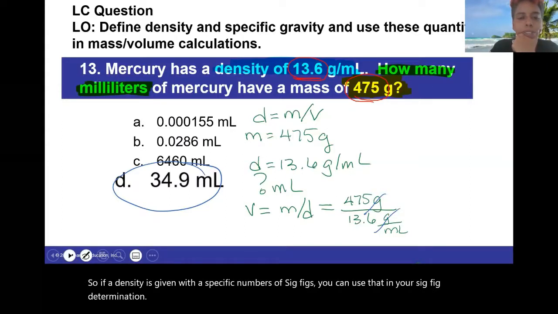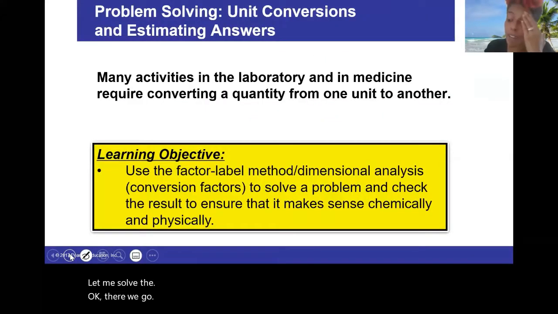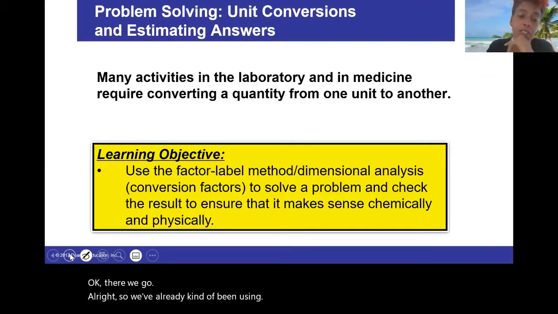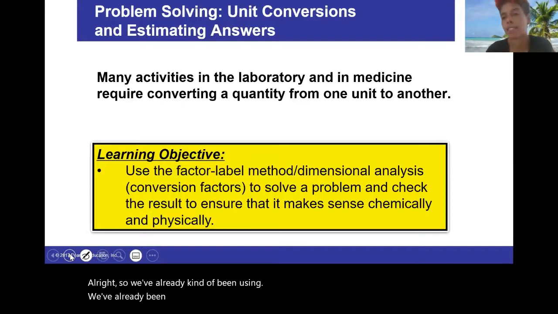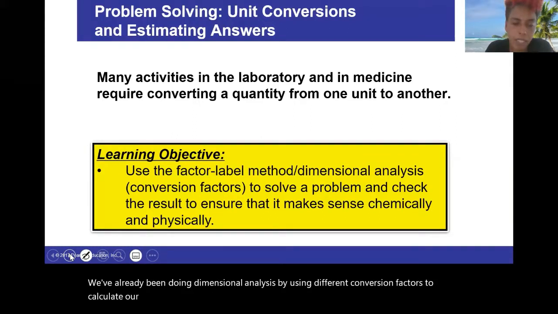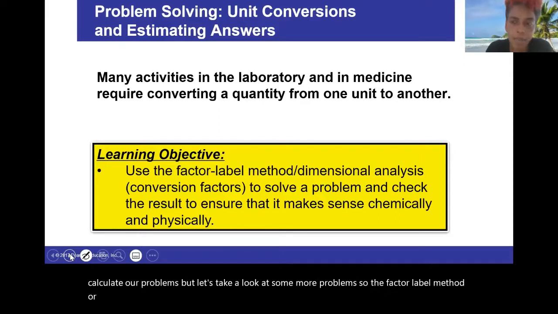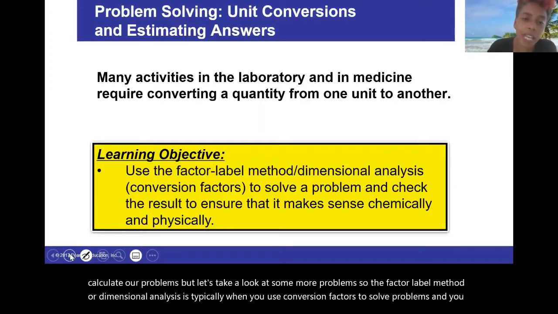Okay, there we go. All right, so we've already been doing dimensional analysis by using different conversion factors to calculate our problems. But let's take a look at some more problems. So the factor label method or dimensional analysis is typically when you use conversion factors to solve problems and you cancel out like units.